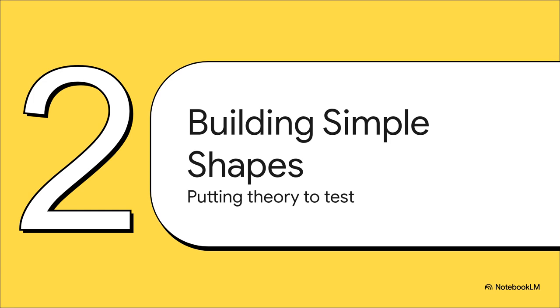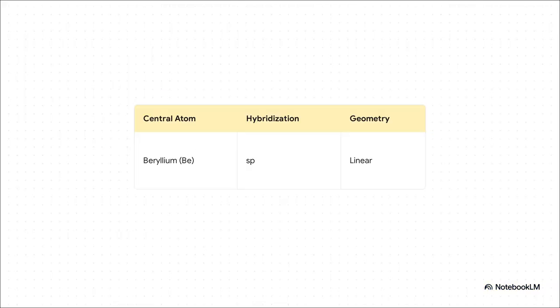All right, so we have this cool new theory, but talk is cheap, right? Let's actually put it to the test. Let's see if this idea of hybridization can really predict the shapes of some actual molecules. And we'll start with some of the simpler ones. First up, let's look at beryllium hydride, or BeH2. The beryllium atom in the center needs to make 2 bonds. So what does it do? It takes 1 s orbital and 1 p orbital, smushes them together, and bam, you get what we call sp hybridization. And as you can see, that hybridization points directly to a linear shape.